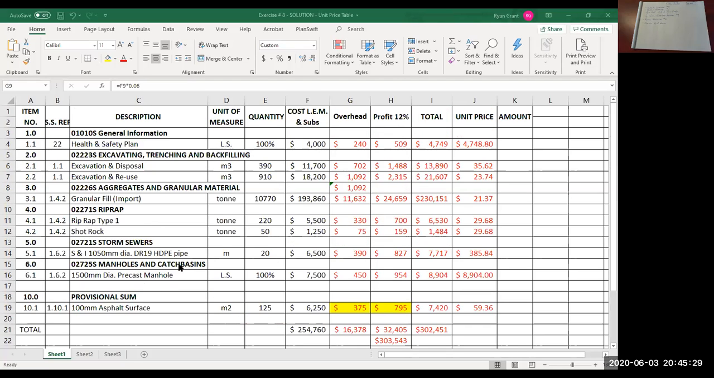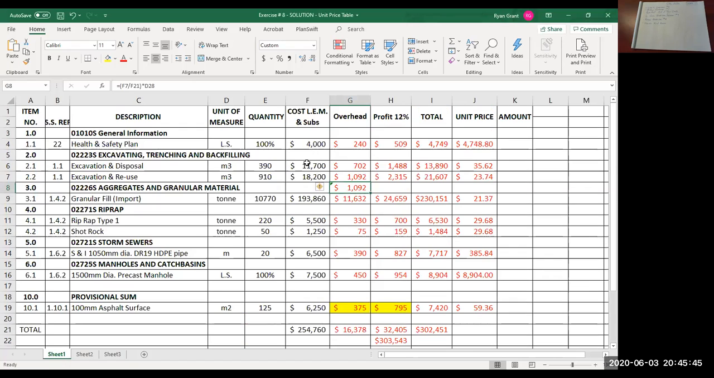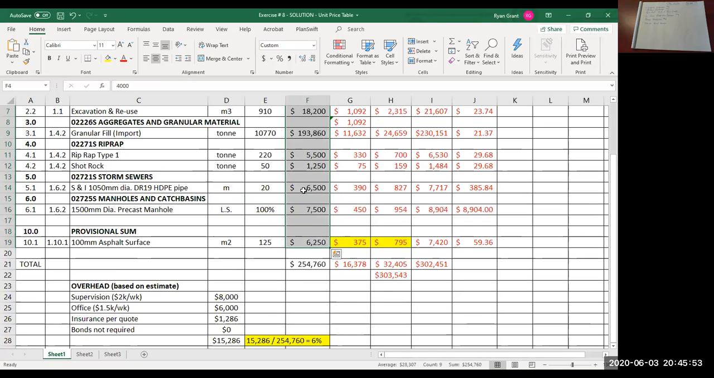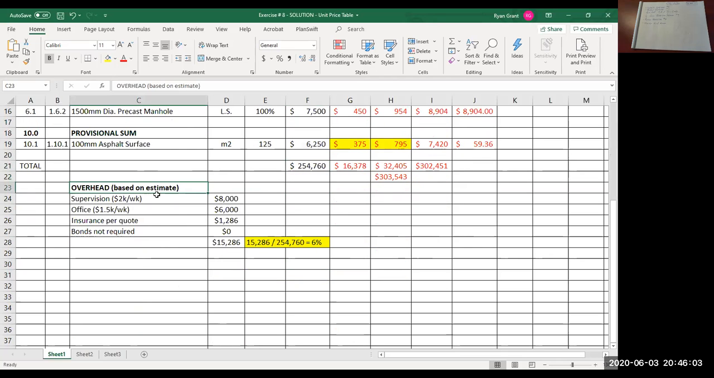Okay, so this is your week 8 exercise that I'm just going through. So everything in black was provided to you. Everything in red is what you've calculated. So you were given costs here, total cost for each line item. So the total of that column is here. You were also given overheads. So there's your total overhead.